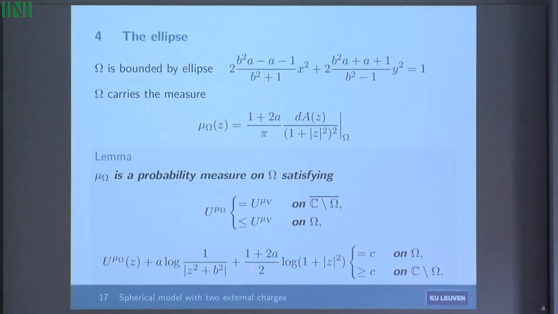And this term here comes from the fact that we're dealing to compensate for the total masses here. So this is mu omega with total mass 1. Here there's a potential from a measure located at this discrete measure with mass A and minus A at plus and minus iB. This extra term comes from the change of variables, so to speak.